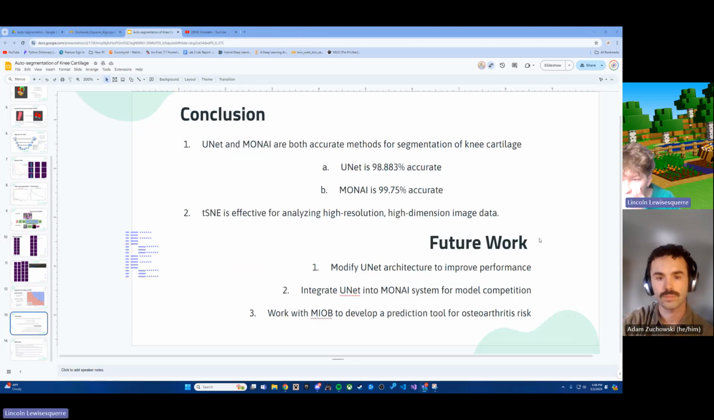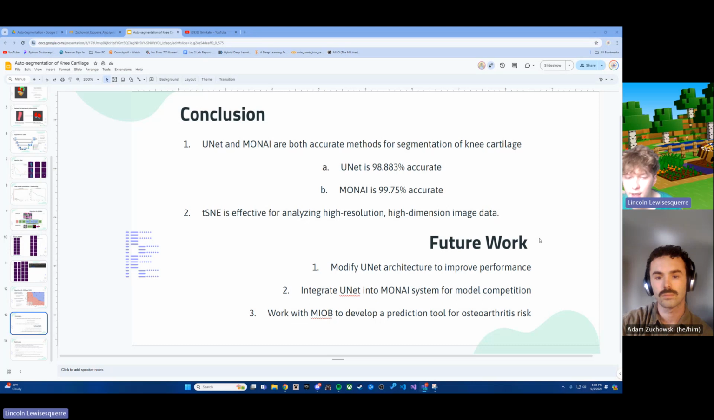Okay, so finally, we don't have a ton of time left, but overall conclusions: UNet is 98.883% accurate, which is really good, obviously, and MONAI is a little bit more accurate than that at 99.75. Another thing we learned from this is that t-SNE is really effective for analyzing our high resolution, high dimension image data, and as Adam said, that's going to be really useful for when we get more data from the MyOB lab, as right now we don't have a ton of data.